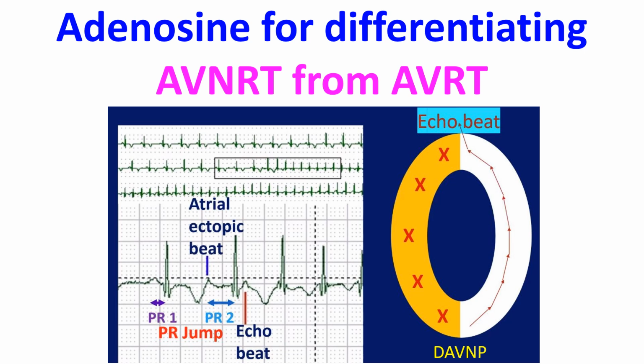In those with concealed accessory pathway, pre-excitation will not be manifest in the ECG as there is no anterograde conduction in that pathway in sinus rhythm. It takes part in the retrograde limb of reentry in AVRT.